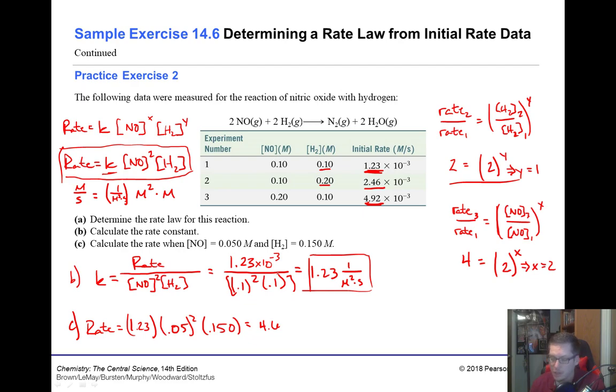Times 10 to the minus fourth. And the units here, it's rate, so it would be molarity per second. All right, so that's it for this kind of problem.